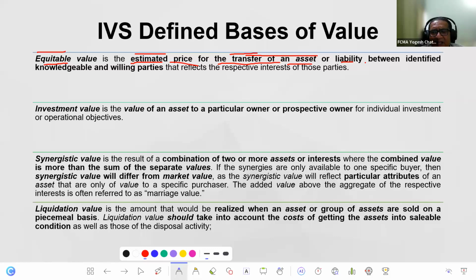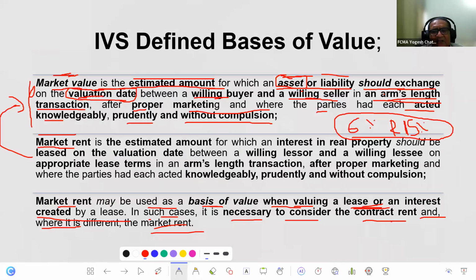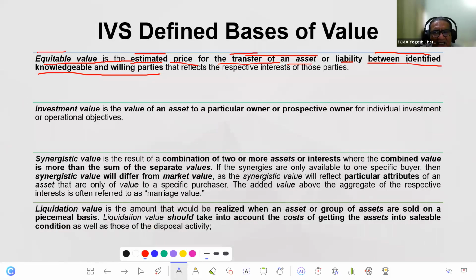And here, very important, that is between identified, knowledgeable and willing parties. In market value, the parties are not predetermined, exactly between which party this transaction will be undertaken. Here, it is between the identified, knowledgeable and willing parties, and that will reflect the respective interest of those parties.